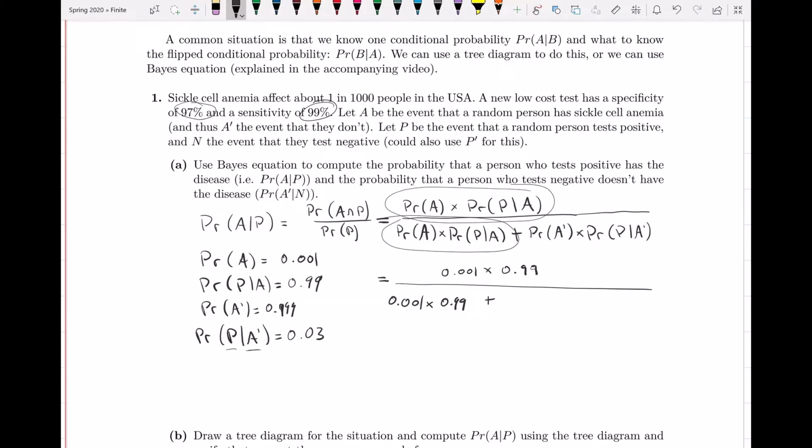That's good. All right, now the probability of A complement, so that's the probability you don't have the disease, 0.999, times the probability of not having the disease and testing positive, which is 0.03, and this equals roughly 0.032. So 3% of people who test positive actually have the disease.